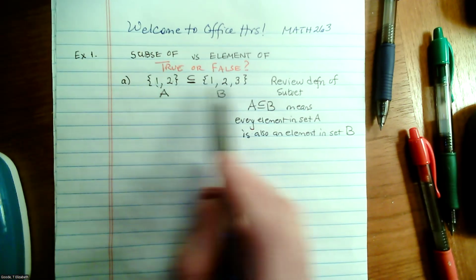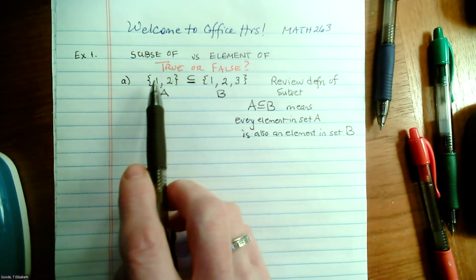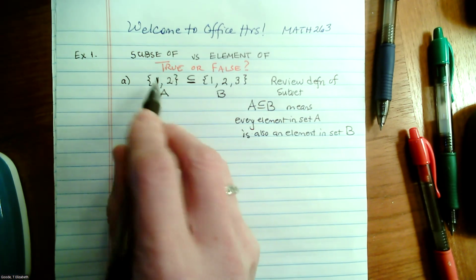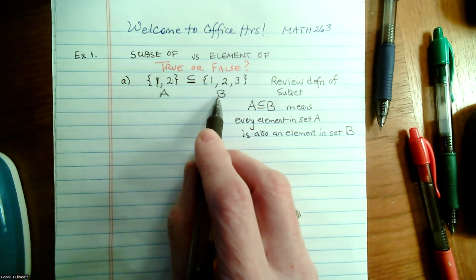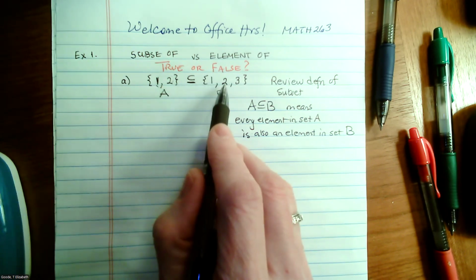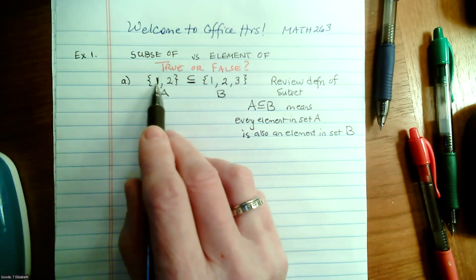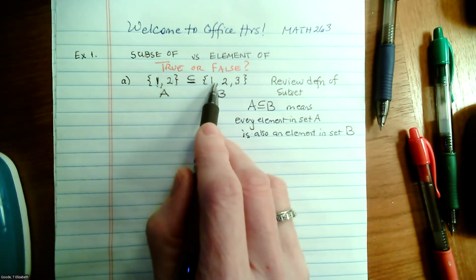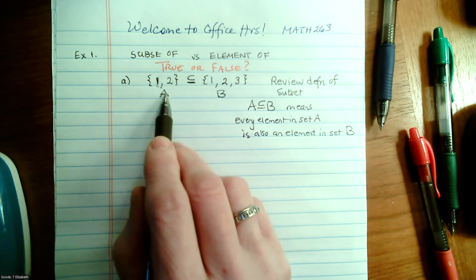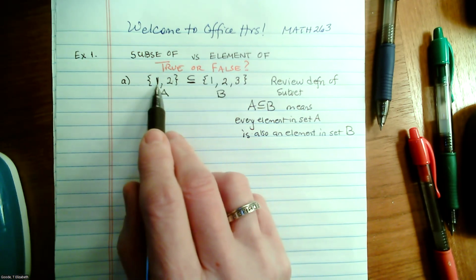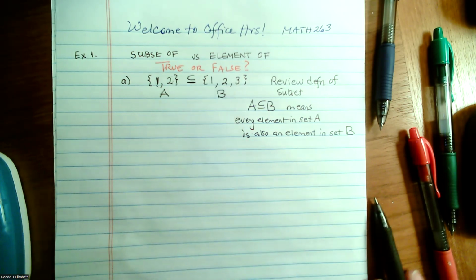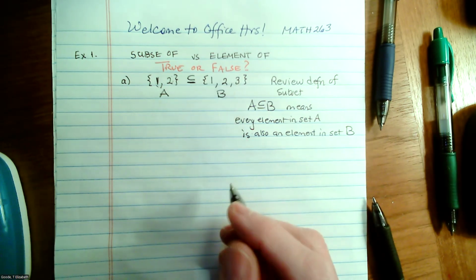So what do you think, Sunita? Let's check. First, we're going to check the element 1 because it's sitting here in A. Is 1 an element of B? There is 1. Good. And how about the 2? Yeah, there is 2. So great. We've checked both of these elements of A and they're both in B. So is it true or false to say A is a subset of B? Or the set containing 1 and 2 is a subset of the set containing 1, 2, and 3. Is that true or false?